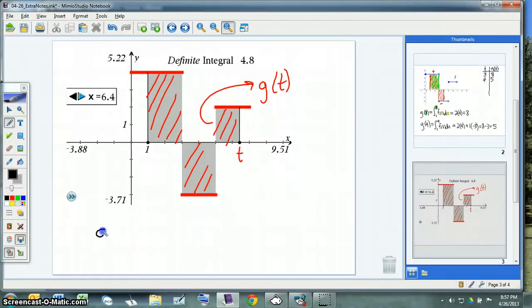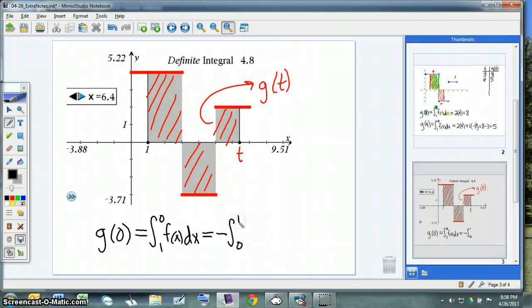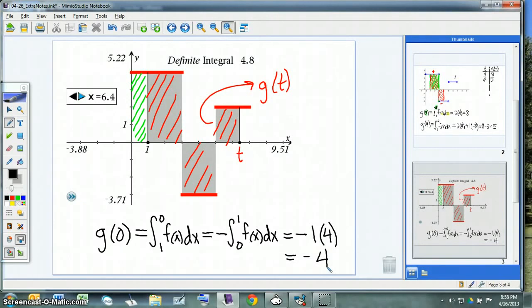So we have one last value that we were asked to calculate, and that is g of 0. And that would be the definite integral from 1 to 0 of f of x dx. We learned in class that we can flip the limits of integration if we take the opposite of the definite integral. So that is equal to the opposite of the definite integral from 0 to 1. Or in other words, the opposite of that area that I'm going to calculate. The area from 0 to 1 is right here. It has a width of 1 and a height of 4, and therefore I get that the definite integral is -4, g of 0 is -4.